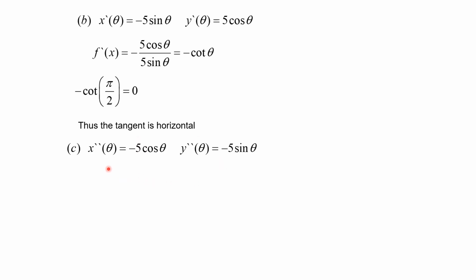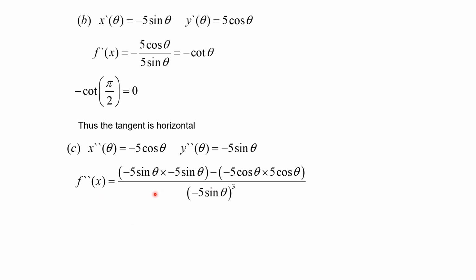For part C, we need to determine the second derivative. The second derivative for a parametric equation involves x prime, y prime, x double prime, and y double prime. It will be useful if you identify all of them so you can substitute them into the formula straight away. So we sub it into the formula: y double prime, x prime minus x double prime, y prime, over x prime cubed. So substitute it and you will reduce your answer to this part.